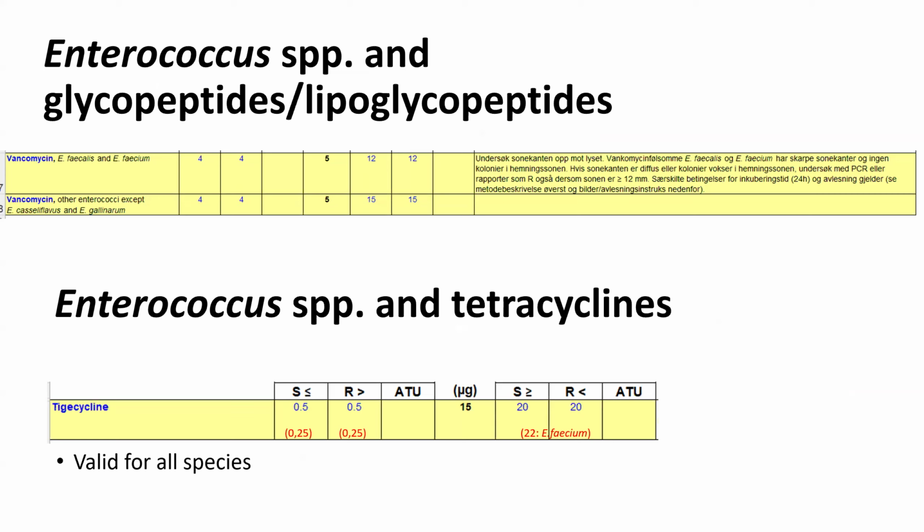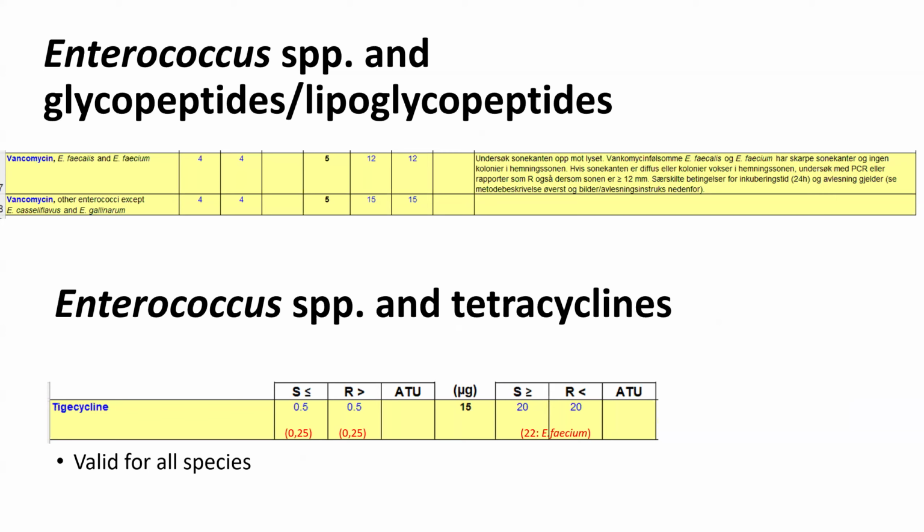And then we have vancomycin, and here there are now two rows. The one that we've always had is unchanged when it comes to the breakpoints, but it's only for E. faecalis and E. faecium now. Then we have one row for all the other enterococci, except for Castellicus flavescens and gallinarum, where you still shouldn't test the vancomycin, where the MIC breakpoint is the same, but the zone diameter is different.